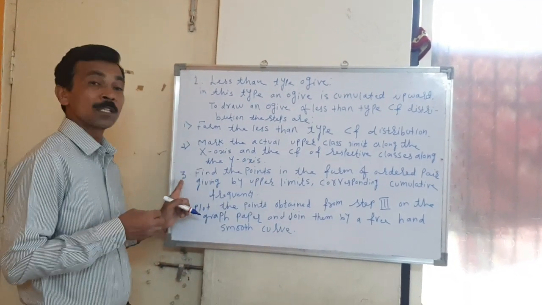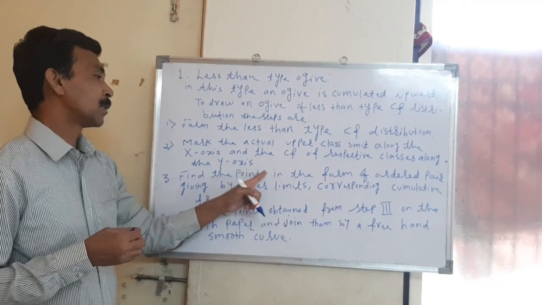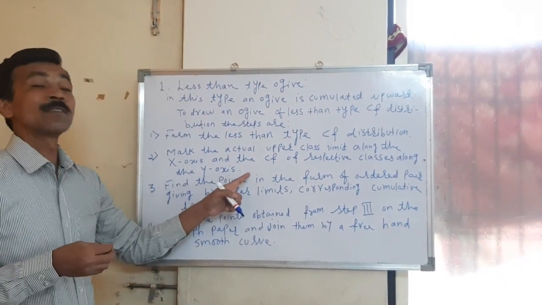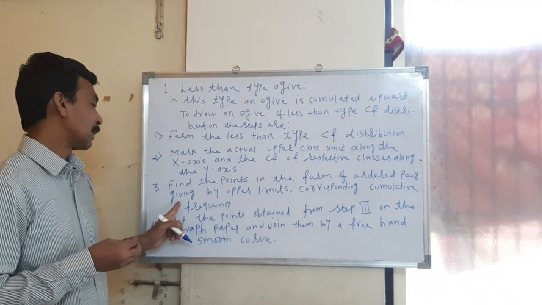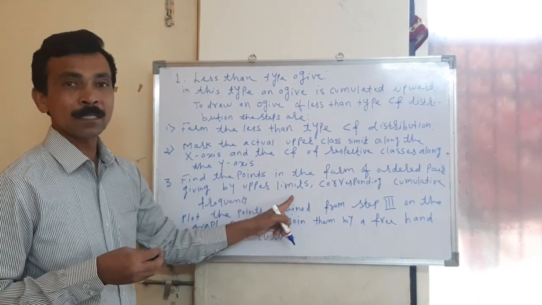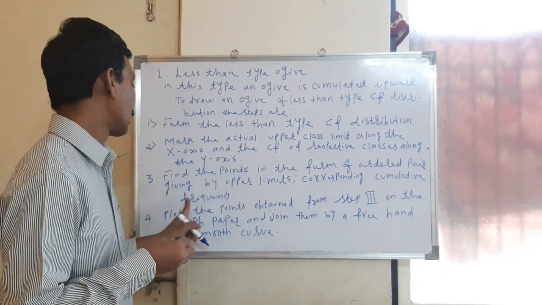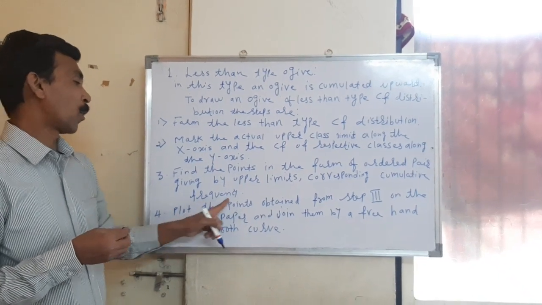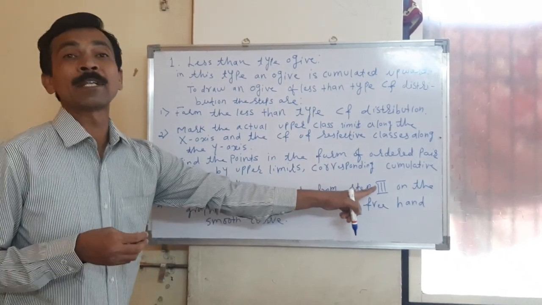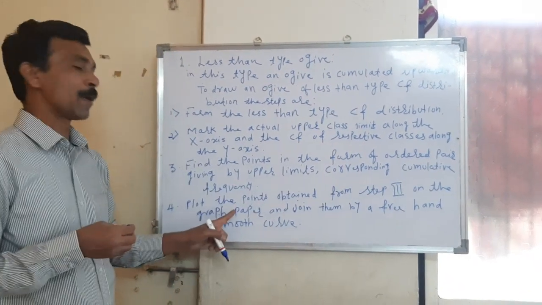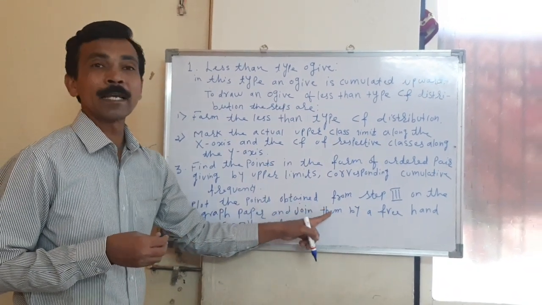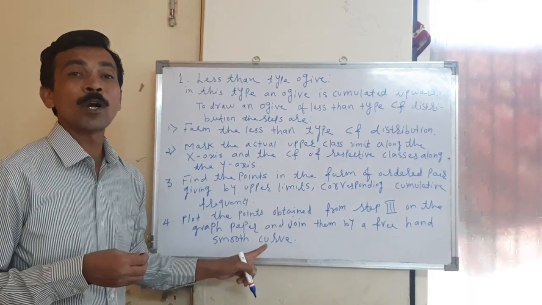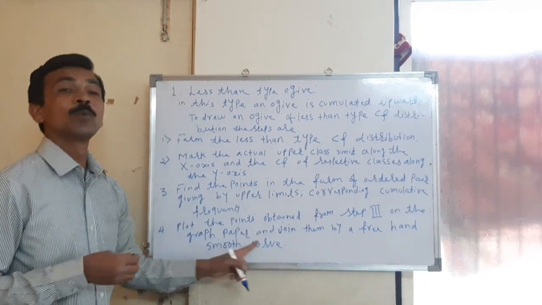Third step, find the points in the form of ordered pairs. Find the points in the form of ordered pairs given by upper limits and corresponding cumulative frequency. The fourth step is, plot the points obtained from step 3 on the graph paper and join them by a freehand smooth curve. We have to join them by a freehand smooth curve.